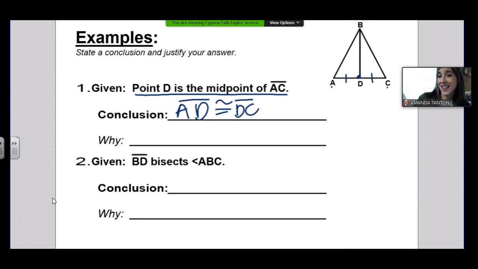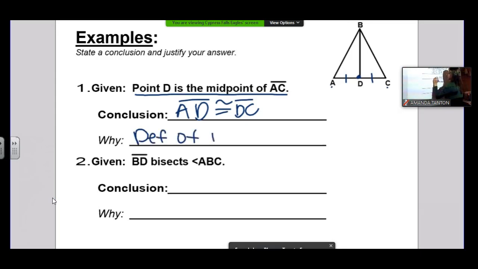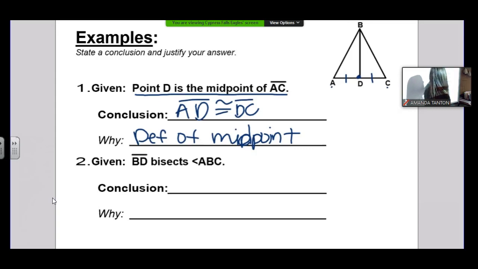And now we're back to yesterday. Now we just have to say why using a definition or a theorem. Why? Definition of midpoint. Yay! Remember, the answer is in the question, from that clip from Night at the Museum. So anyways, if it says midpoint in the question, you should see a midpoint in the reason why.